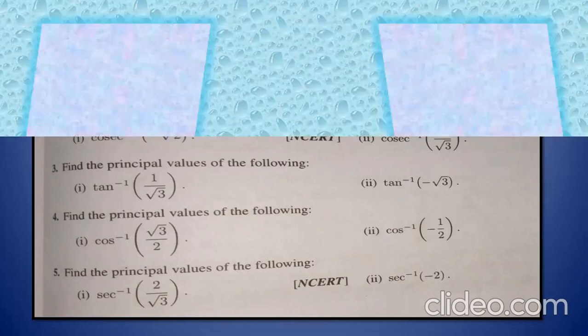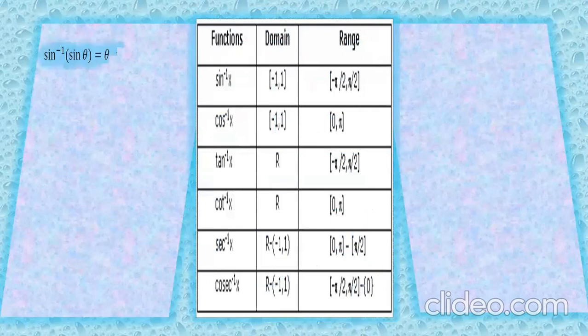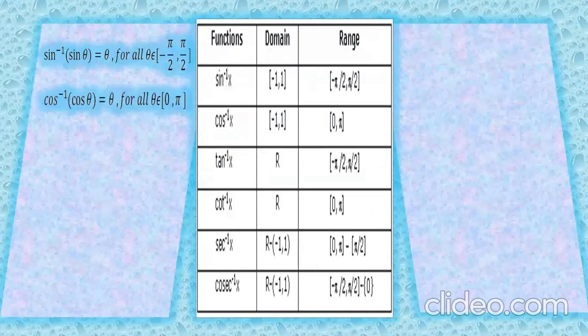Now, we will study the properties of inverse trigonometric functions. Sine inverse sine theta is equal to theta for all values of theta belonging to the closed interval minus pi by 2 to pi by 2, and cos inverse cos theta is also equal to theta for all theta belonging to the closed interval 0 to pi.